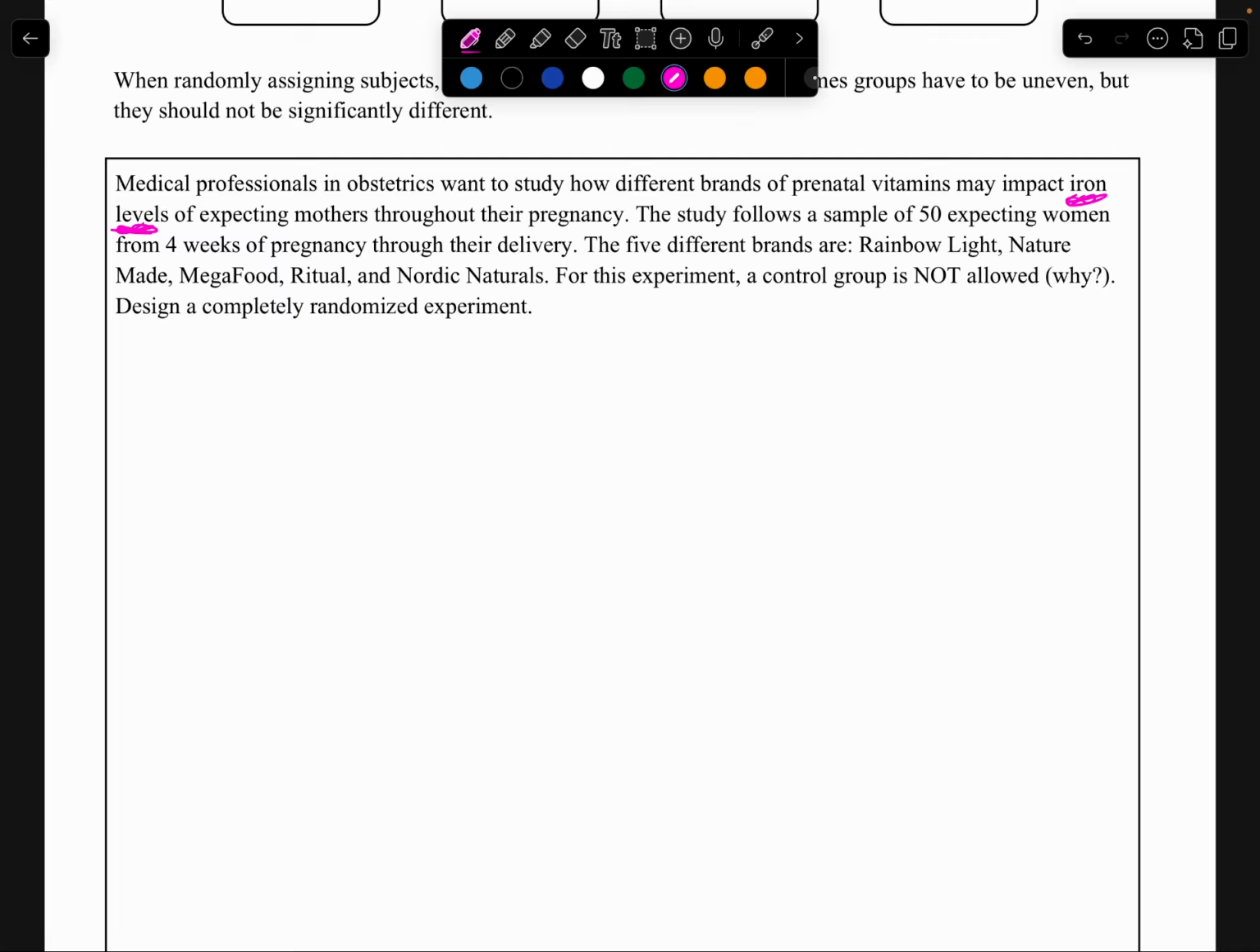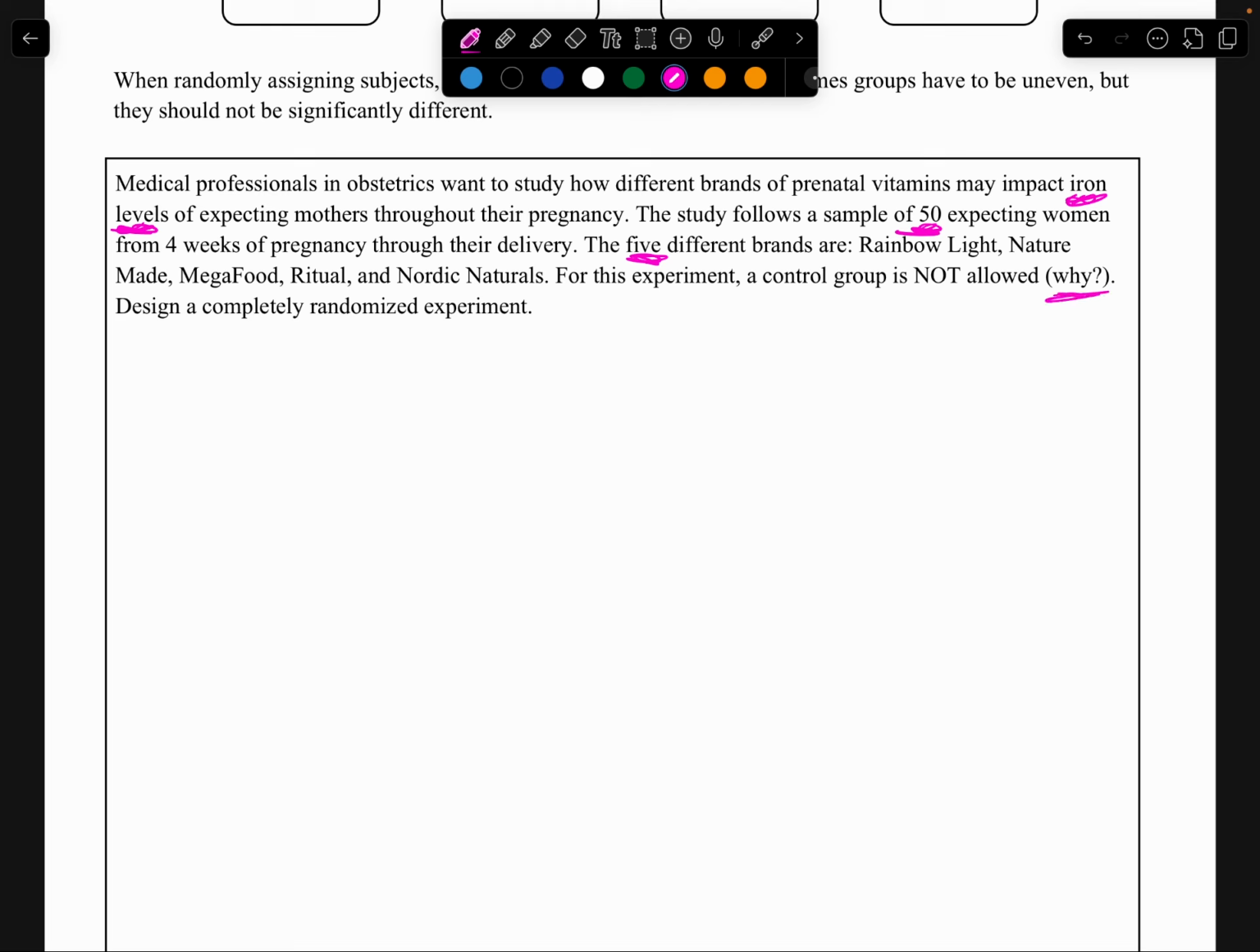The study follows a sample of 50. That's a pretty important piece. Expecting women from 4 weeks to their delivery at 36 weeks. 5 different brands of medicine are important. Okay. A control group is not allowed.